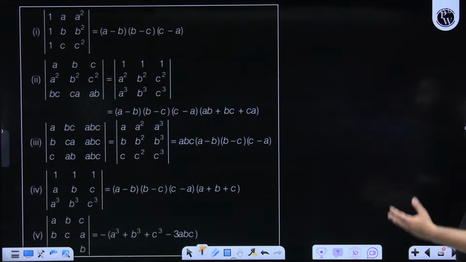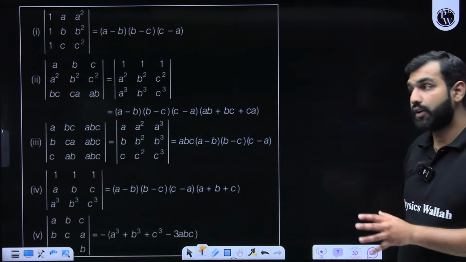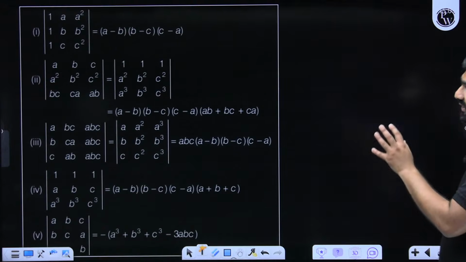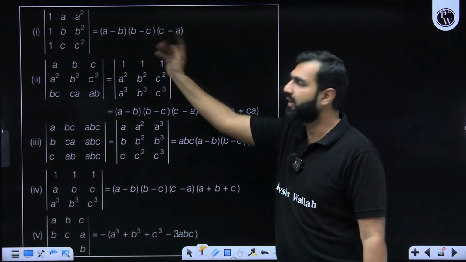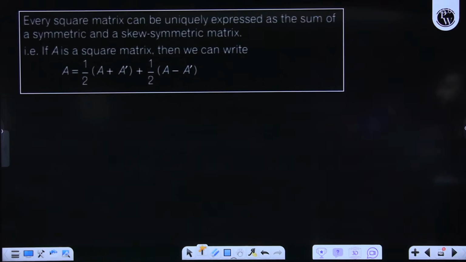Moving ahead with that, some standard determinants you should remember. Take a screenshot of it. You should remember them so that you can save time. The moment you see this, replace it by this. Remember these standard expansions. Take a screenshot here.